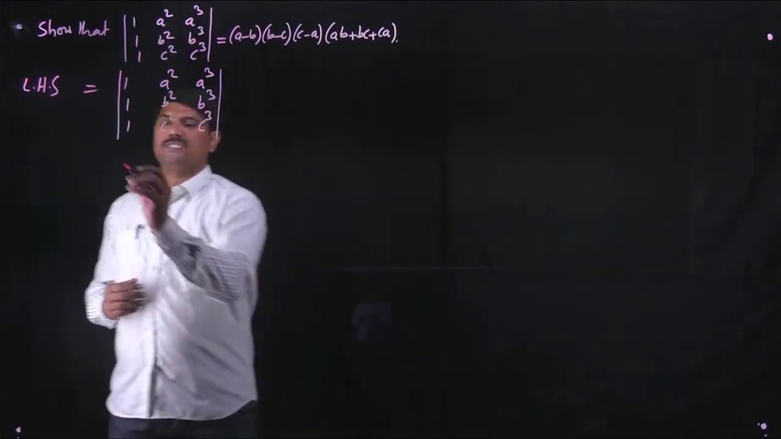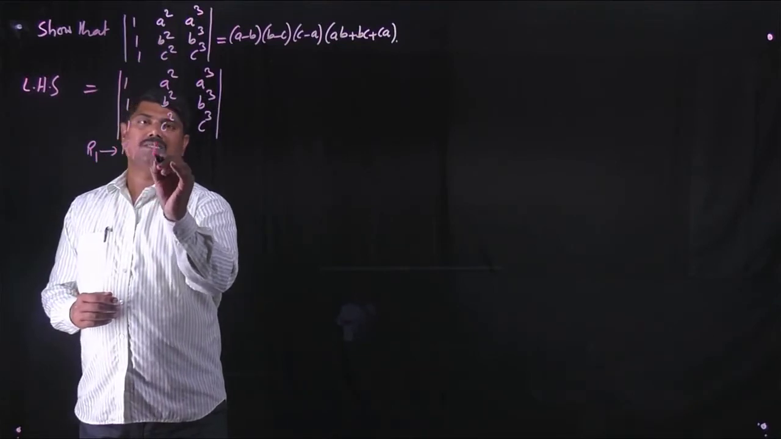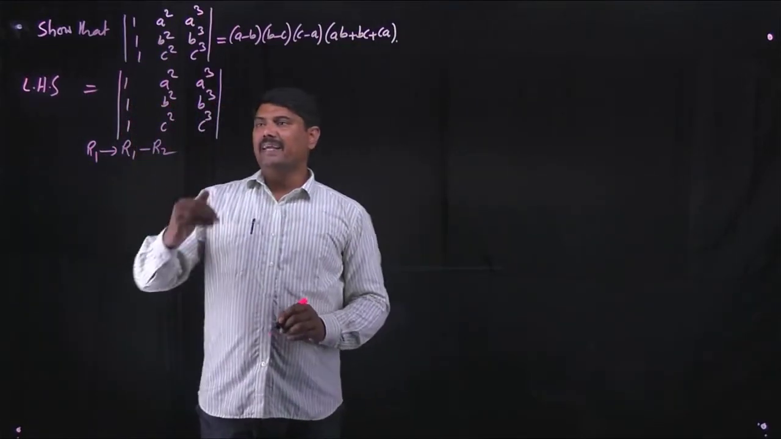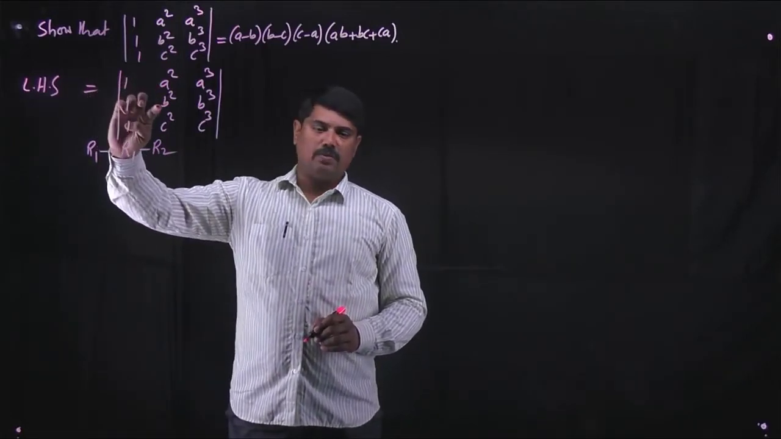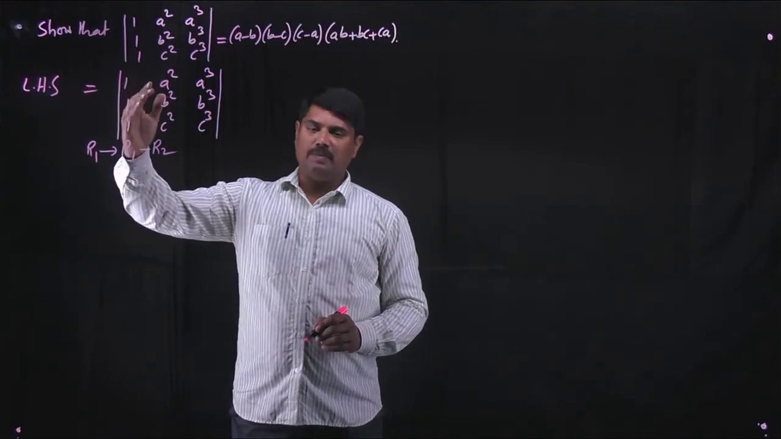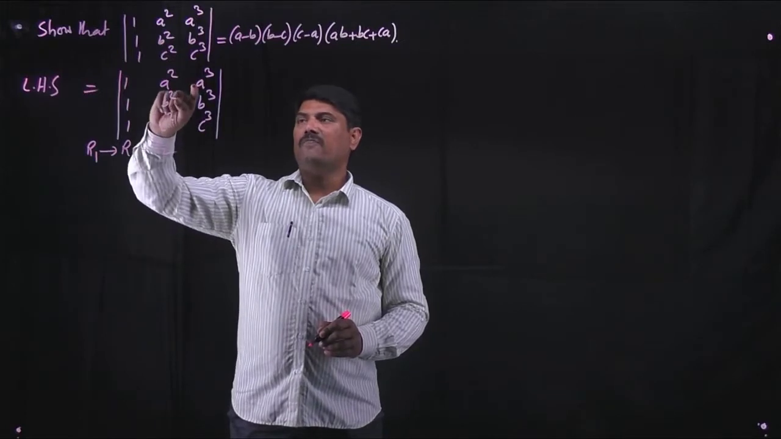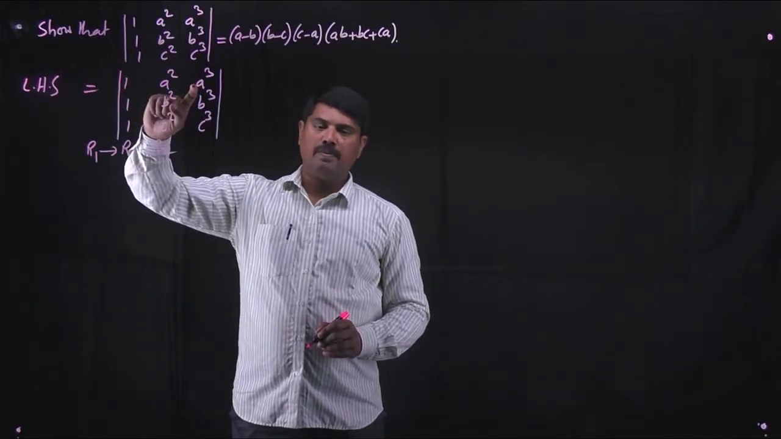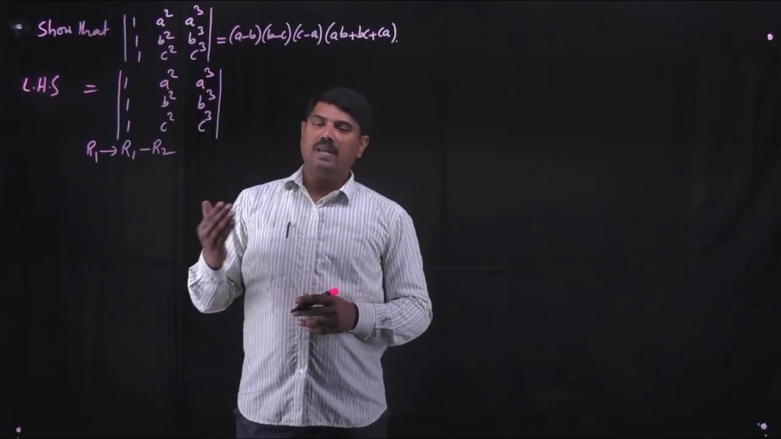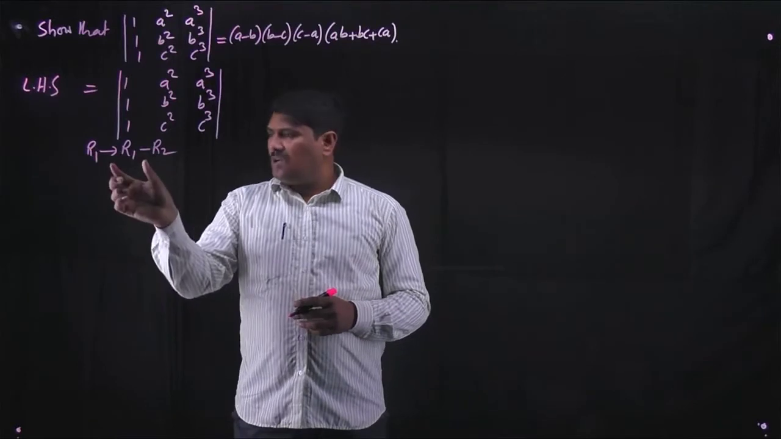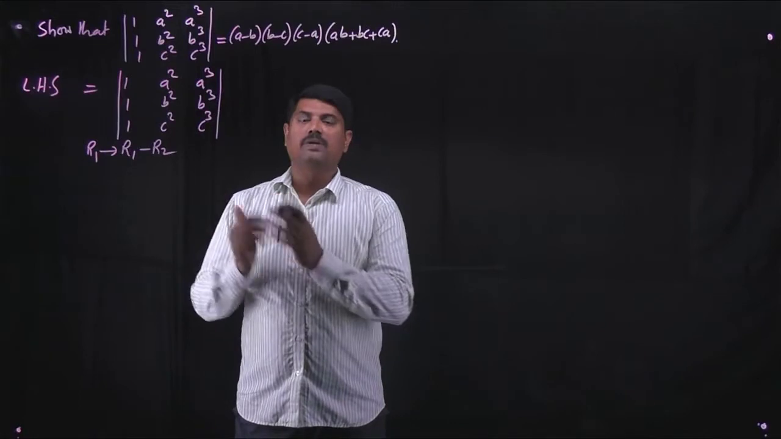So I am applying the first property, that is R1. I am changing that one as R1 minus R2. This leads 1 minus 1, you will get 0 here. A square minus B square, which you can write generally as A minus B into A plus B. So there is A minus B there. And the third element of first row becomes A cube minus B cube. A cube minus B cube you can also write as A minus B into A square plus AB plus B square. So by doing such application, in first row you are able to get the A minus B factor.